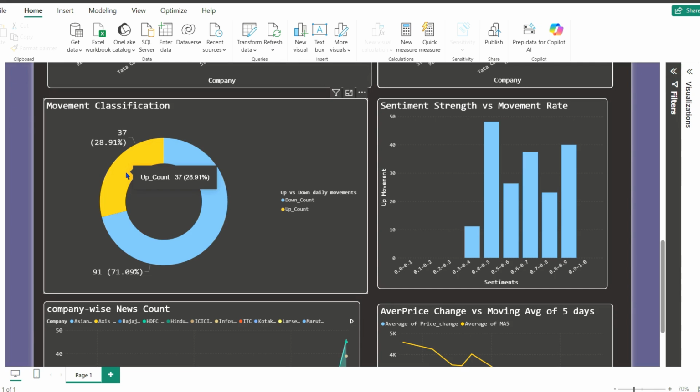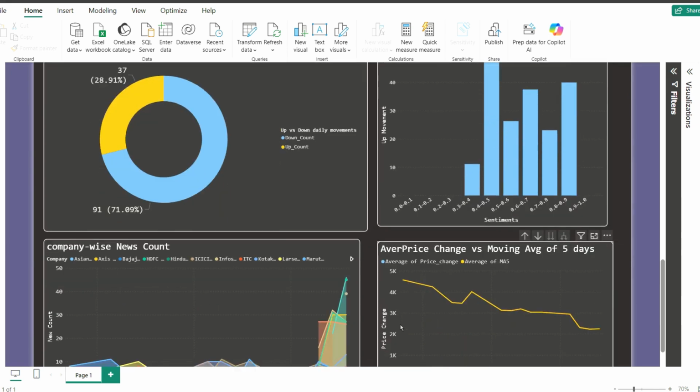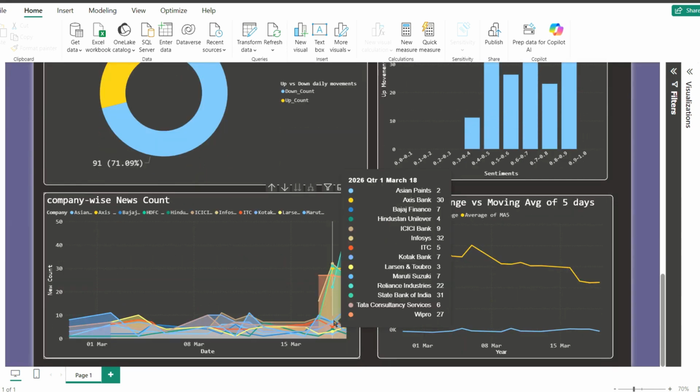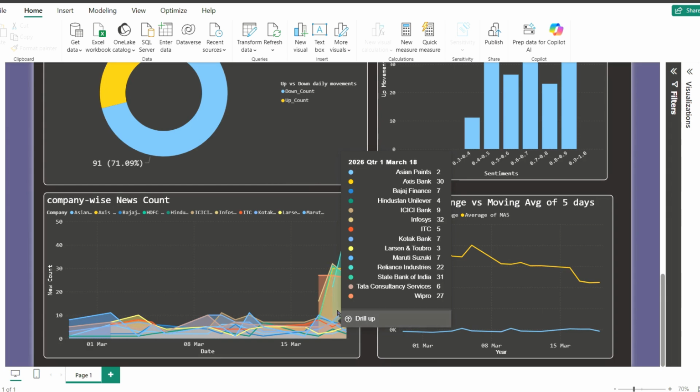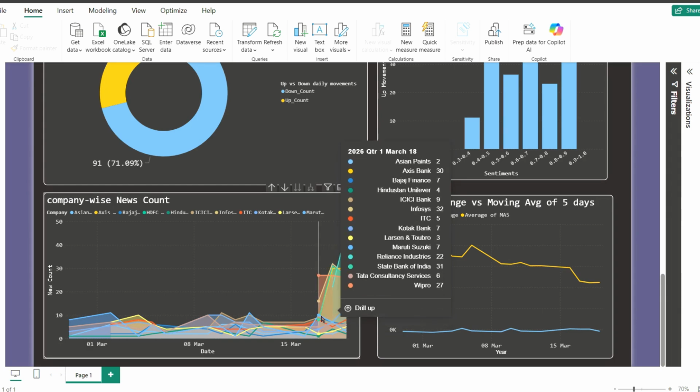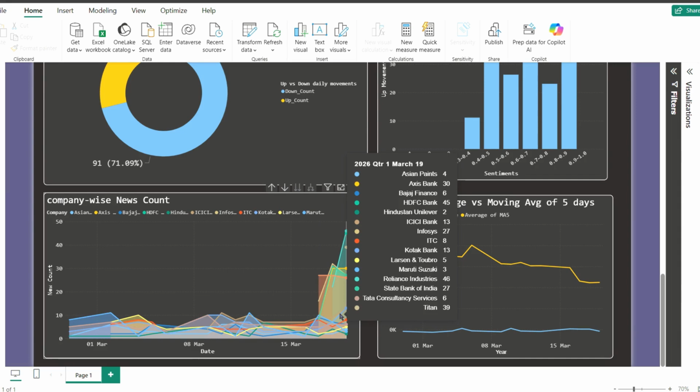a bearish trend in the dataset. The next one is sentiment strength versus movement rate. This graph shows how strong sentiment affects movement. Strong sentiment, positive or negative, leads to higher movement. Weak sentiment is less impactful. Next graph is company-wise news count. This shows which companies get the most media attention. More popular companies have more news, but more news doesn't always mean better performance.